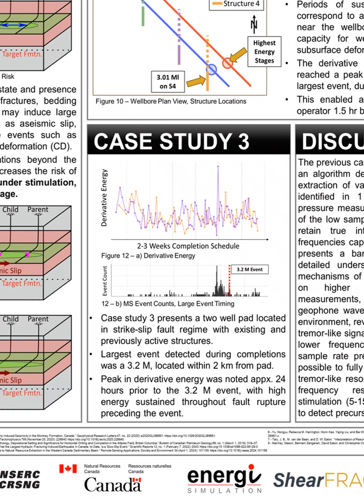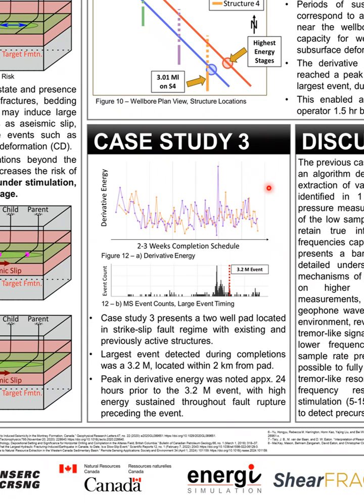Additional large events did occur during this peak of event counts just after the highest peak in our derivative energy, as you can see here. The peak in derivative energy was noted approximately 24 hours prior to the 3.2 magnitude event, and that high energy was sustained throughout the activation of a nearby fault structure to the wellbore.